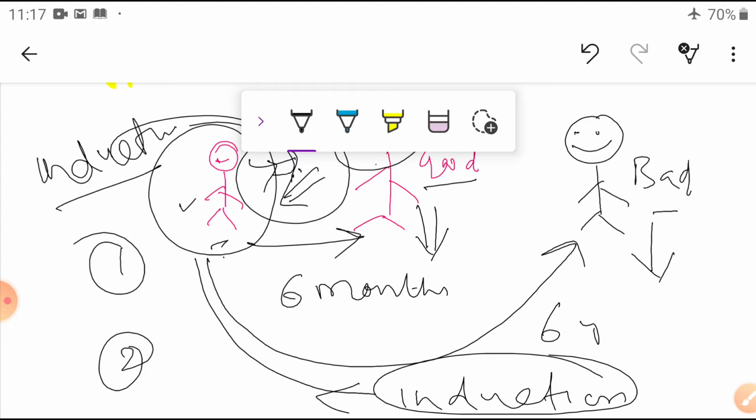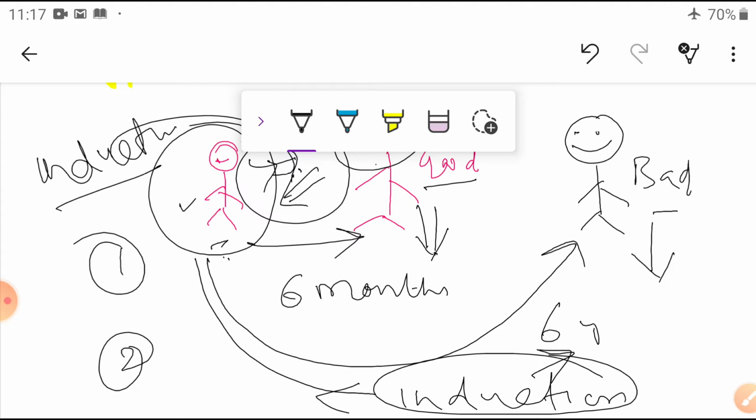Similarly, here what has happened? The normal person, if he is in friendship with a good quality person, he gets good qualities. Otherwise, if in friendship with a bad quality person, he may get the bad qualities. How he gets them is due to the induction.